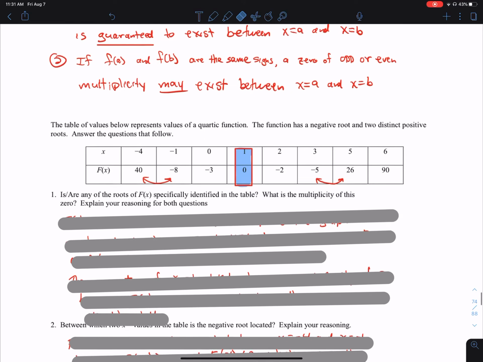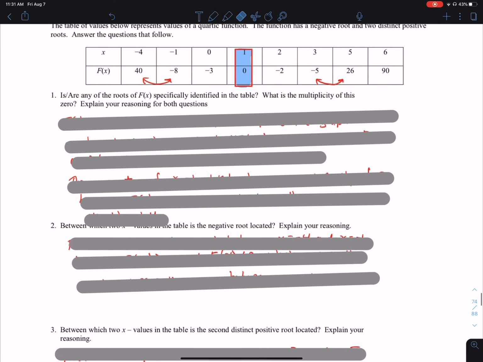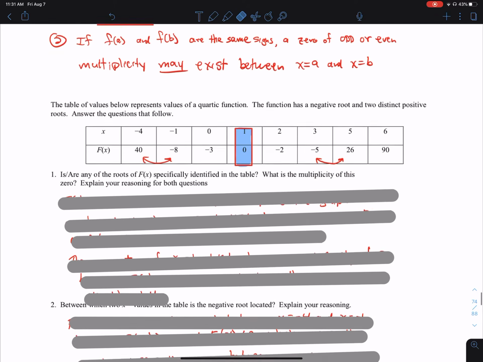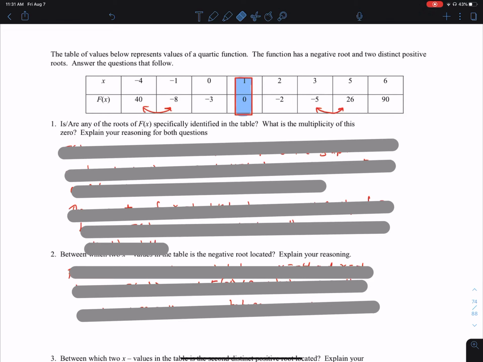Let's see if we can use a table to determine if we understand what those two inferences are. A table of values below represents values of a quartic function. That means the degree of the polynomial is 4. The term with the biggest degree is a 4. The function has a negative root and 2 distinct positive roots. Distinct means 2 different positive roots.